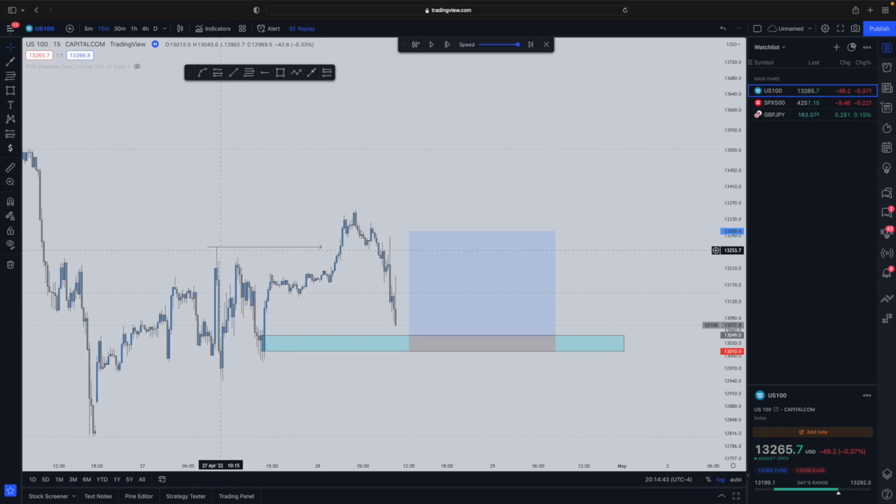So basically, I seen price break this previous high here, right? So this high right here was broken. Anytime price breaks a high, most likely it's going to retrace, right? Once a retracement happens, that means you should be getting ready to enter the trade.